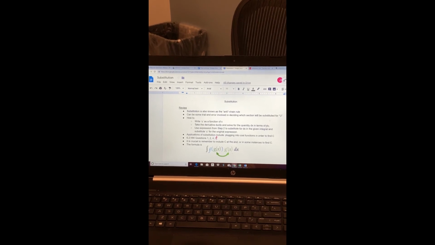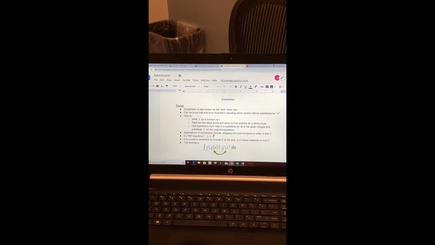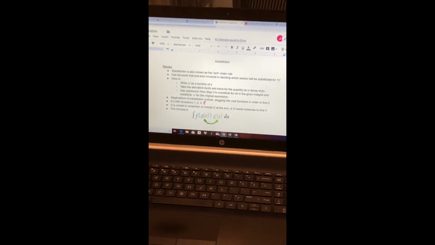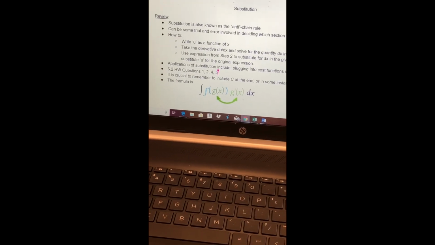Homework questions to definitely review would be numbers 1, 2, 4, and 5. And then right at the end of the screen is the formula, so remembering that for the exam is also very important.